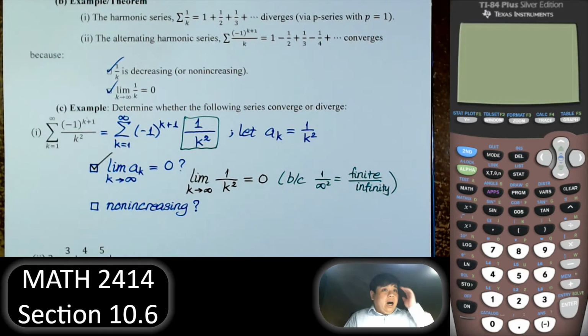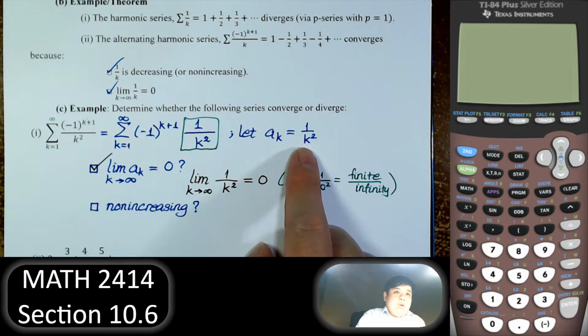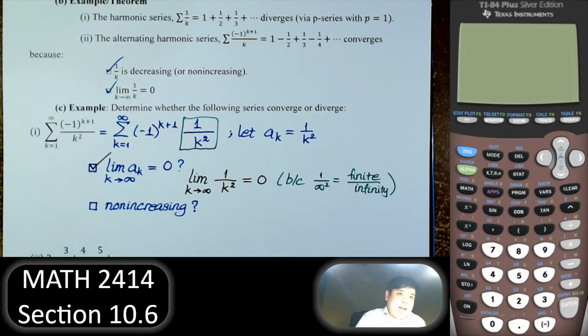Right. There's a few ways to do that. One, if this is a function, we take the derivative. If the derivative is negative for every value of k, then it is decreasing. Decreasing is certainly non-increasing. Right.